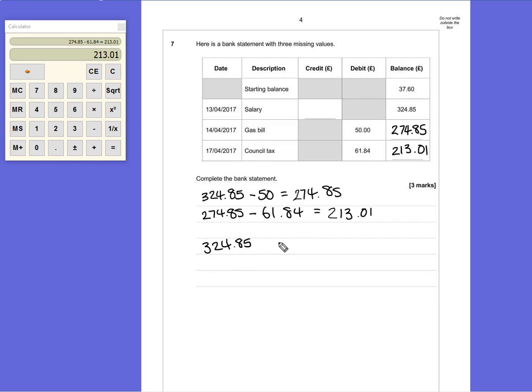£324.85 because that was our finishing number. We'll then subtract what we started with to find the difference. And this will tell us how much the salary was and therefore how much money was added to the bank account. 324.85 subtract 37.60 equals £287.25. So again, write this into the table, 287.25 to show what the credit was and to finish off our table for 3 marks.